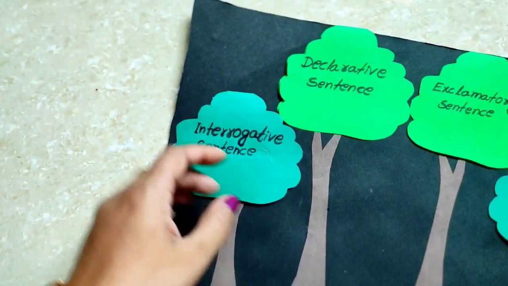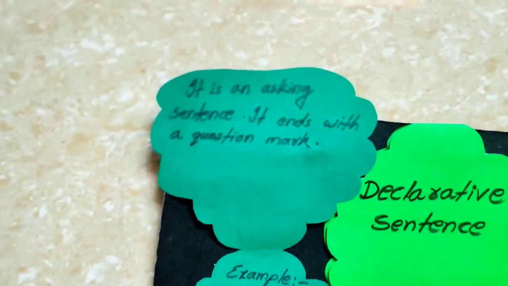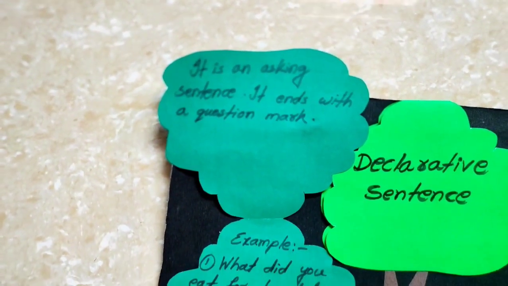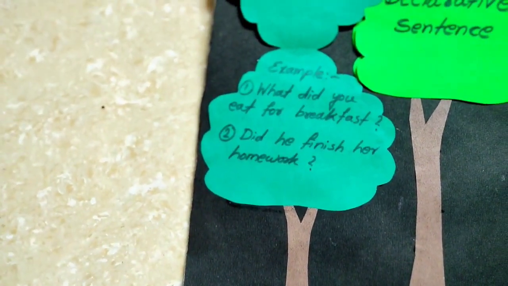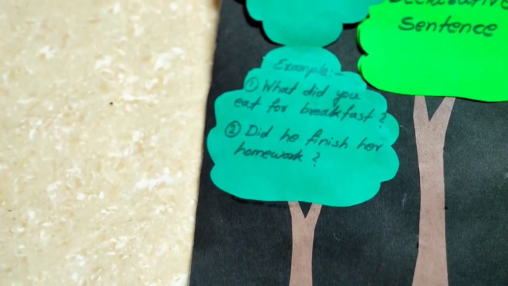First one is interrogative sentence. It is an asking sentence. It ends with a question mark. For example, what did you eat for breakfast? Did he finish her homework?